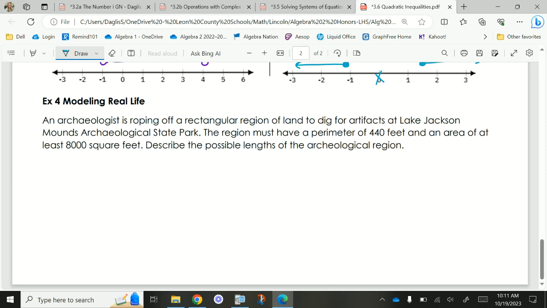Perimeter and area. How do we find perimeter? 2 times each of the sides added together. Yeah, so 2 times each of the sides added together, right? 2L plus 2W. And my perimeter has to be what? It has to be 440. My perimeter has to equal that number. So 2L plus 2W has to equal 440.